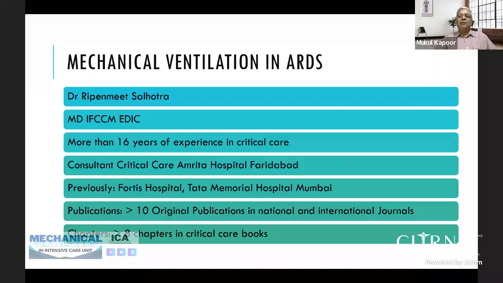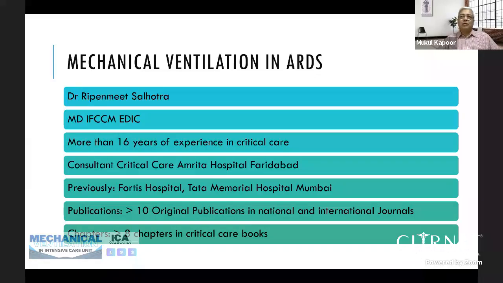Ripenmeet Salhotra. Ripenmeet Salhotra is a senior consultant in critical care medicine in Amrita Hospital, Faridabad. Amrita Hospital, Faridabad, as Sir just introduced us, is also a medical college, and we are running different teaching programs in our college. Ripin, before coming into our fold in Amrita Medical College and Amrita Hospital, he was in the Fortis Hospital at Faridabad itself. He had earlier also worked in Tata Memorial Hospital in Mumbai.